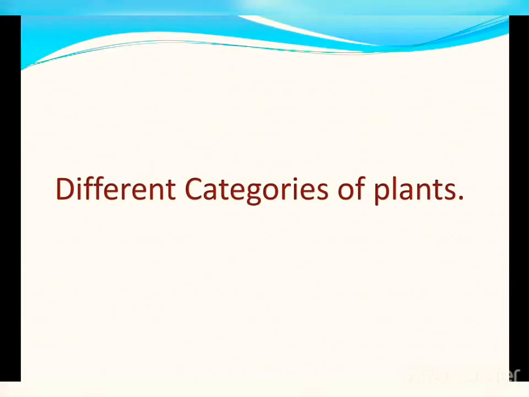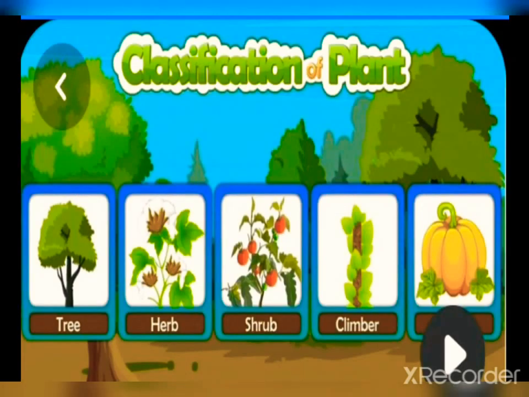Now let us learn about different categories of the plant. See these plants. Not all the plants are the same. All are different. So we have categorized plants according to the height in different parts: trees, herbs, shrubs, climbers and creepers.